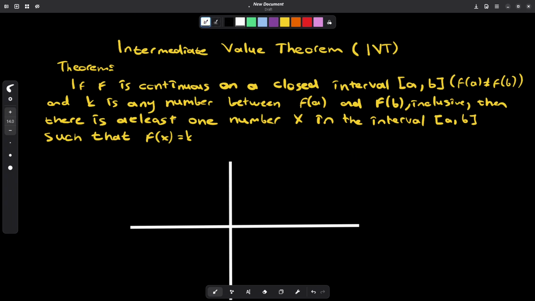Welcome everyone. In today's video, we're going to talk about the intermediate value theorem. If f is continuous on a closed interval [a, b], f(a) is not equal to f(b), and k is any number between f(a) and f(b) inclusive, then there's at least one number x in the closed interval [a, b] such that f(x) is equal to k.